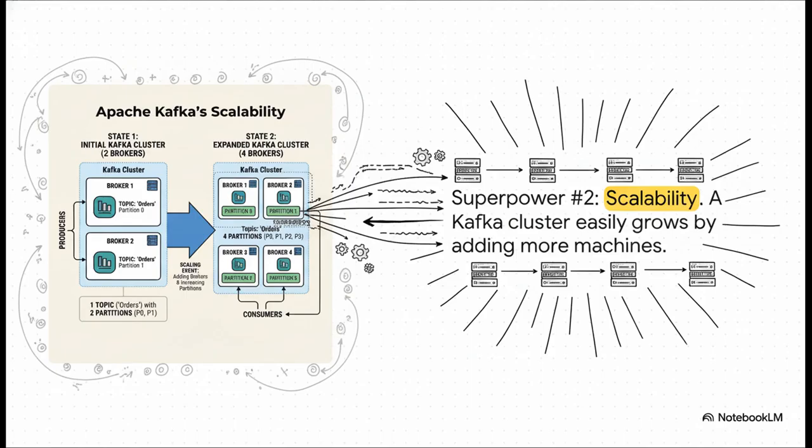Next up, superpower number 2, scalability. And what I love about this is how simple it is. You can start with just a couple of servers, a couple of brokers, but as your traffic grows, you just add more machines to the cluster. That's it. Kafka automatically rebalances the load, spreading the partitions across the new brokers. It's built to scale out, not just up, from the very beginning.